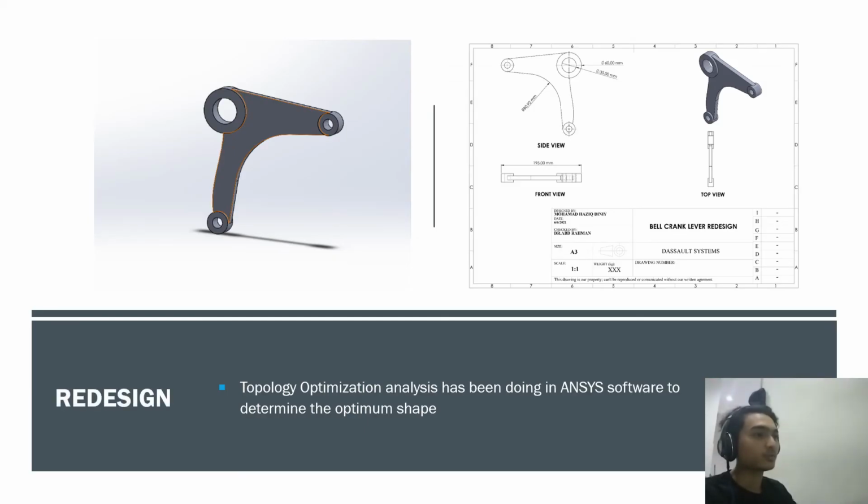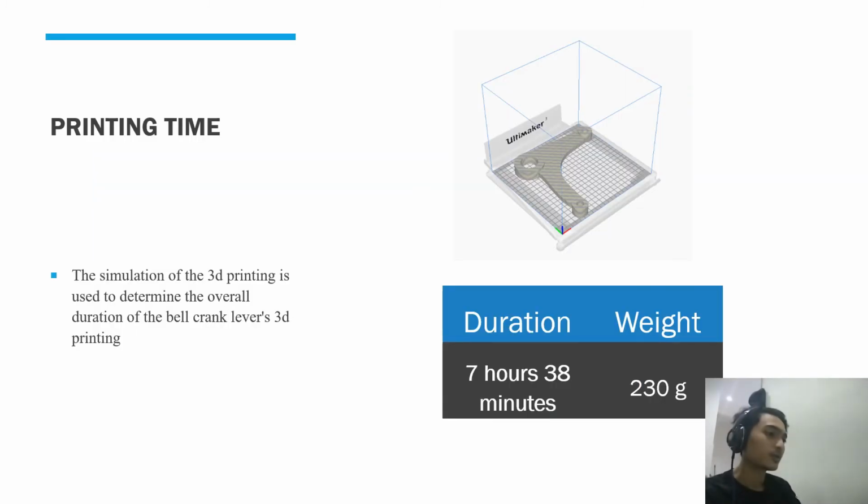The topology optimization analysis was done in ANSYS software to determine the optimum shape. The bell crank lever will be redesigned using the topology optimization result as reference. The new design will be simulated in 3D printing software to determine the overall duration, which is 7.5 hours for about 230 grams.